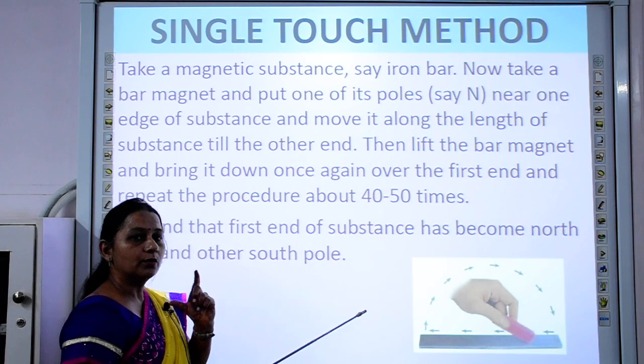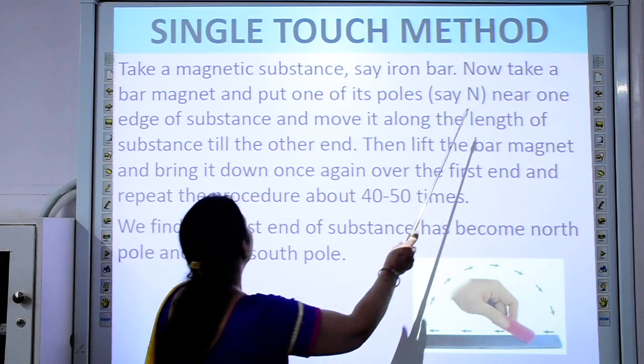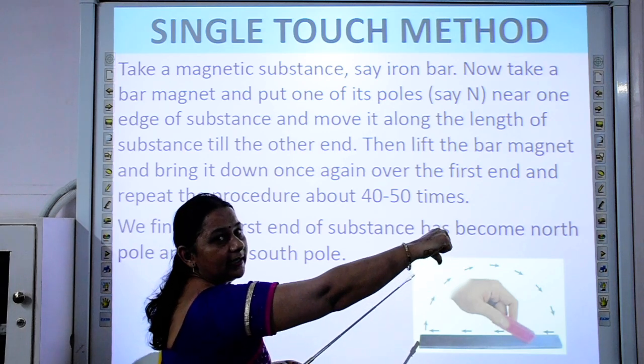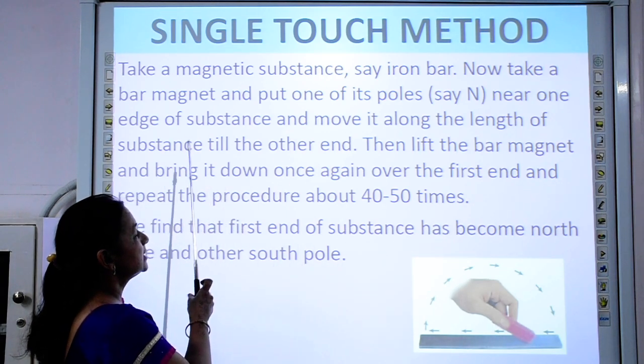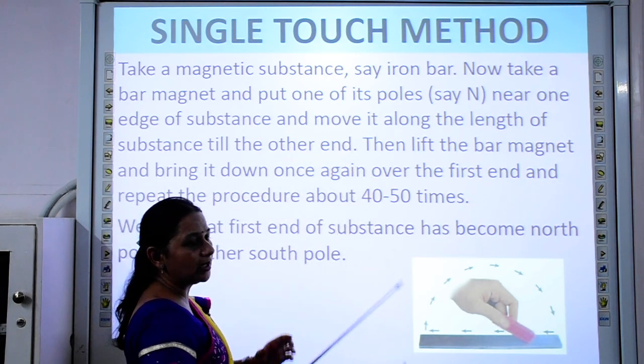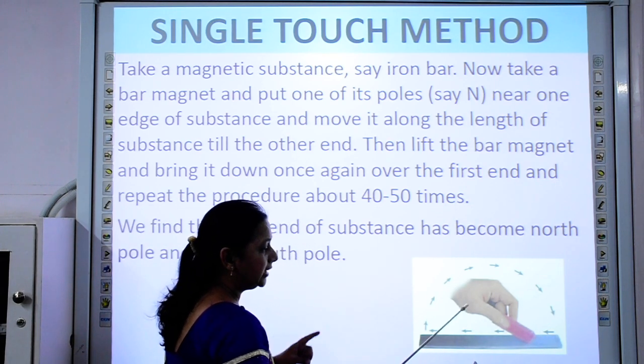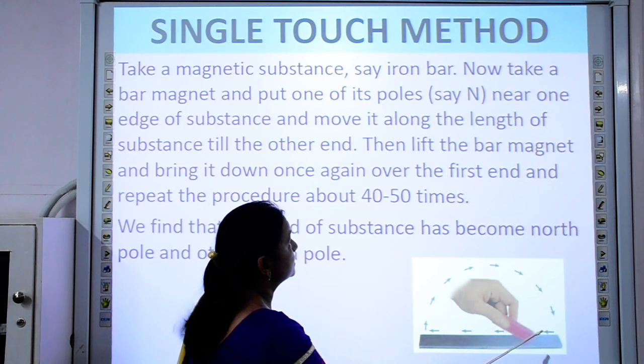We are going to take only the north pole near one edge of the substance and move it along the length of the substance till the other end. We are going to take it from here till the other end. Only the north pole will be rubbed.